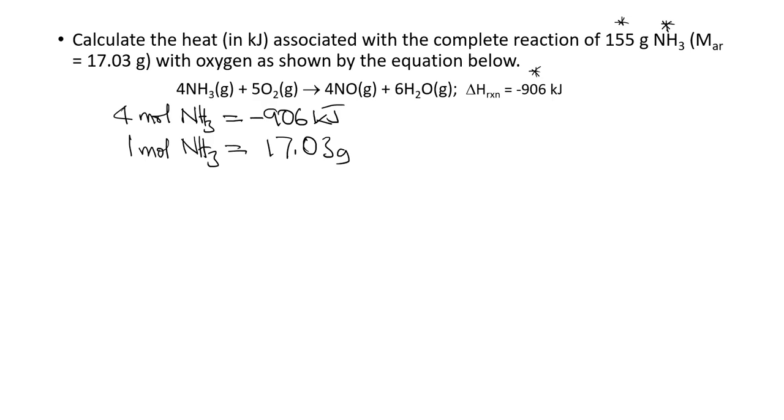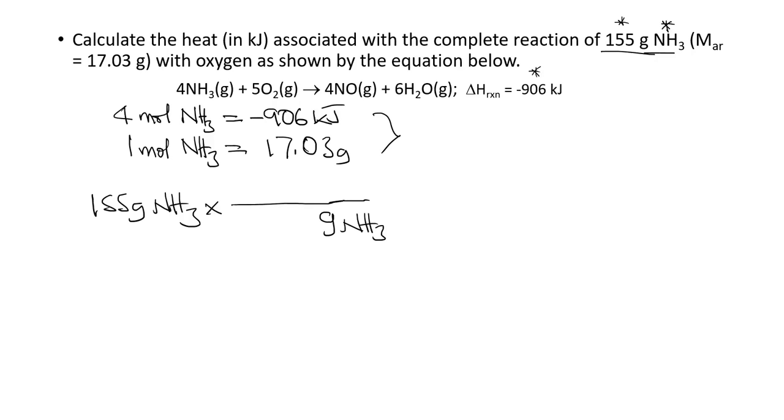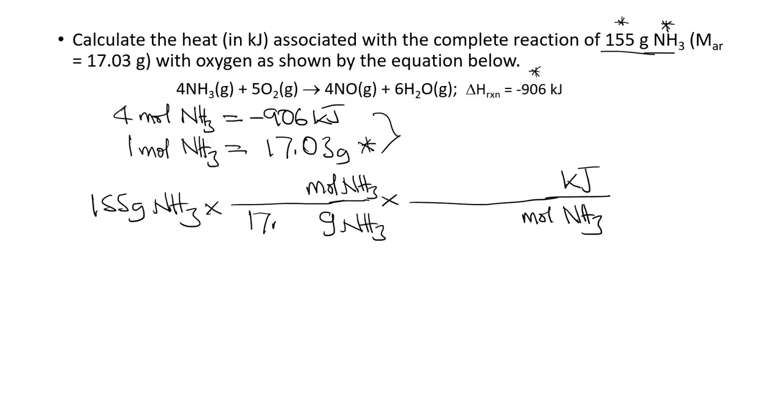So based on these two conversion factors, 155 grams is our given quantity. So I will start with 155 grams ammonia times, it means down here I put grams ammonia, and I look at my conversion. Which conversion has grams ammonia? It is this one. So it means up here I put moles ammonia. Then I go on. Down here I put moles ammonia. It means up here I put kilojoules. Then I'll just put the values here, 4, negative 906, and you solve your problem. So provide the answer for this problem.